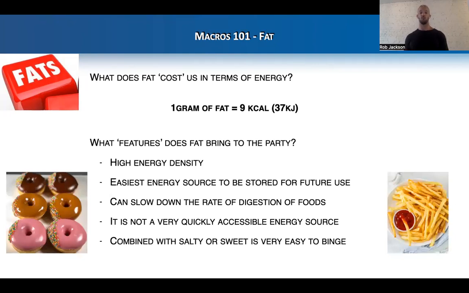And combined with salty or sweet, it is very easy to binge eat and consume large quantities of calories. Donuts are a brilliant example of this, fat plus sugar, and then fries again, salty plus salty and sweet, I guess, if you have ketchup or something. So it's very, very easy to consume large amounts of fat. Food scientists have identified this, and most of our favorite treats are a combination of fat and carbs or fat and something salty.